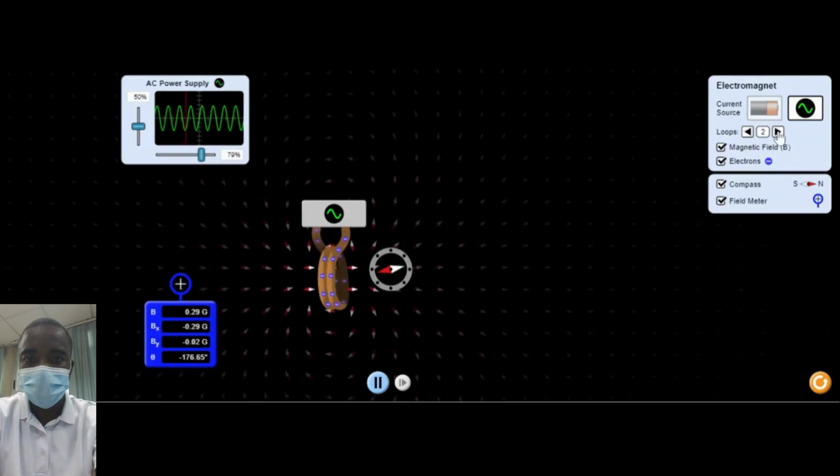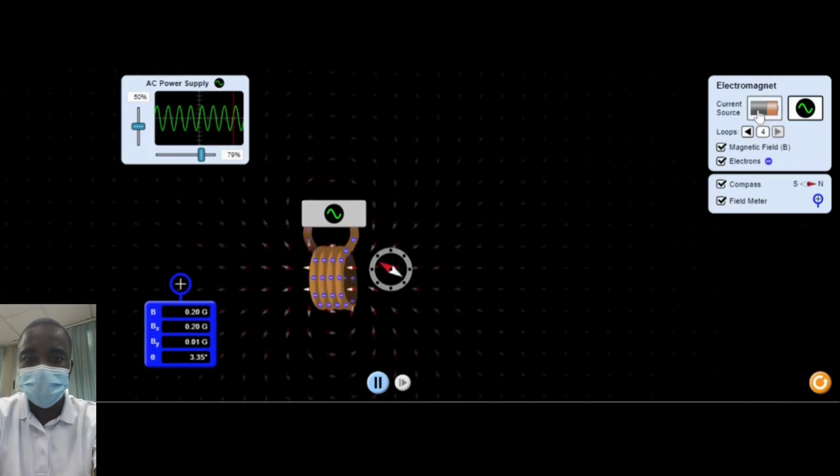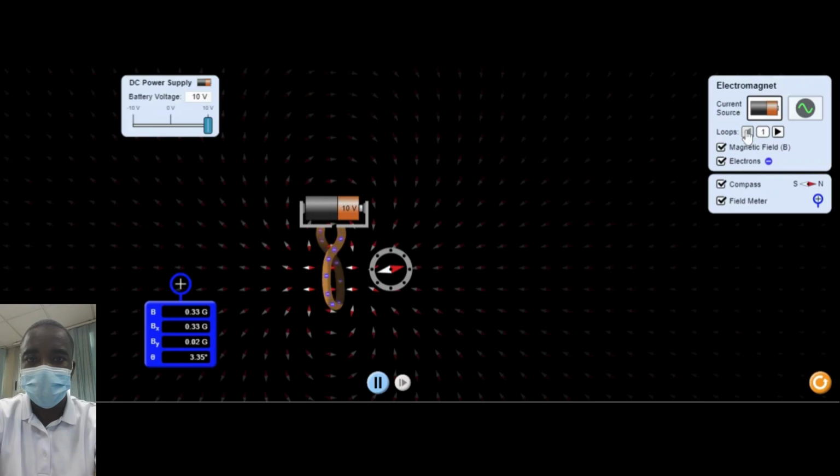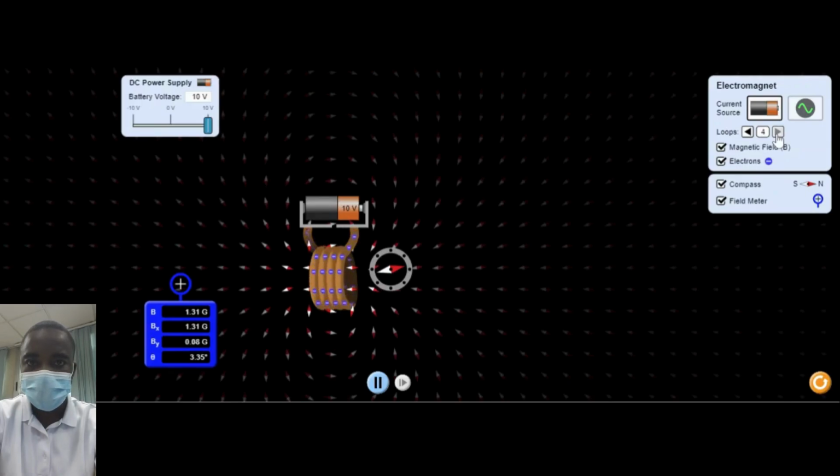and current. The simulation also allows students to experiment with an AC, alternating current, source to create an oscillating magnetic field. By switching from a DC, direct current, source to an AC source, students can observe how the magnetic field changes direction rapidly, oscillating between two polarities. This feature helps students understand the concept of alternating current and its application in generating oscillating magnetic fields, which is fundamental to many electrical devices and technologies.